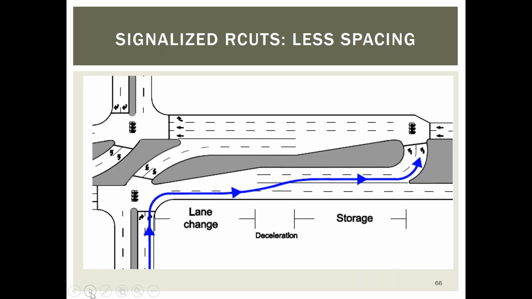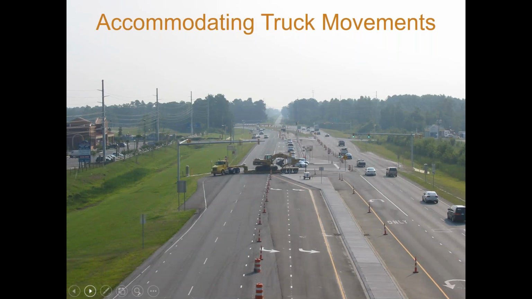And if it's a signalized R-CUT, typically that U-turn bay can be closer in. Now, if it's signalized, perhaps the key thing that we have to be concerned about is storage length. How many cars are we queuing up to make the U-turn when the signal turns green for that movement? So storage length may actually become the determining factor when we have a signalized version. But generally speaking, signalized R-CUTs, the U-turn bay can be closer in.